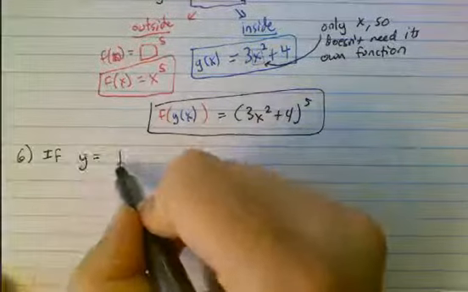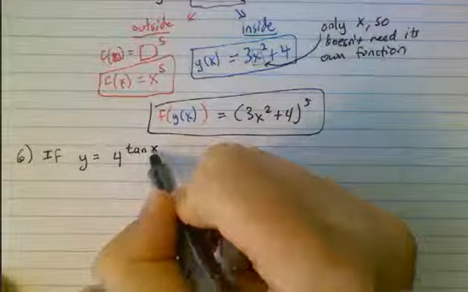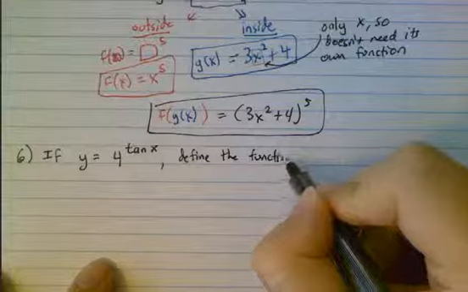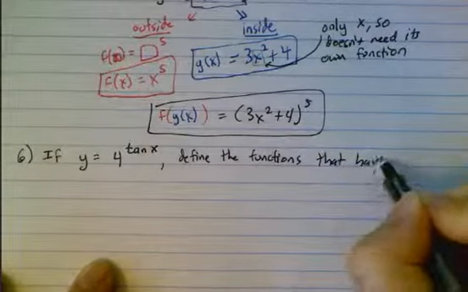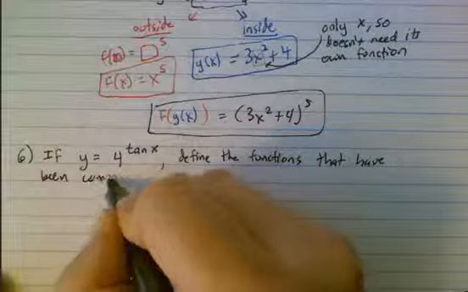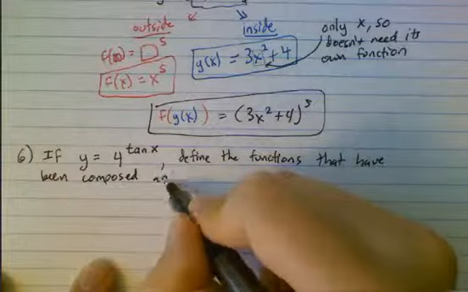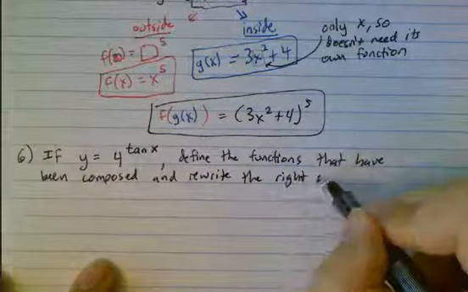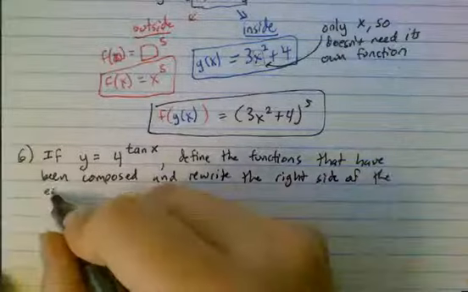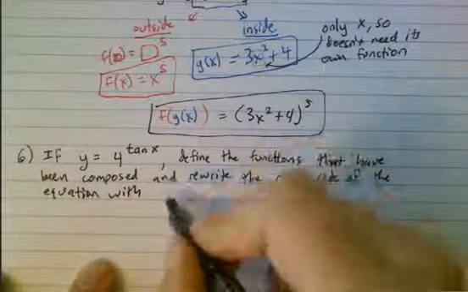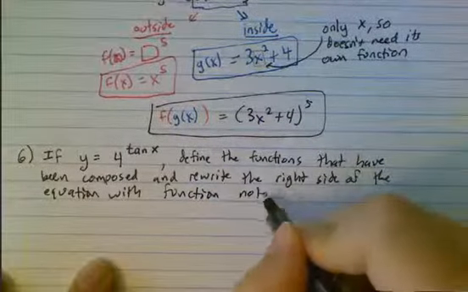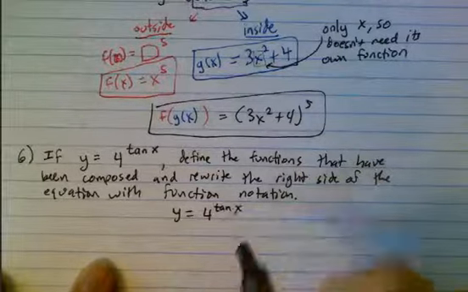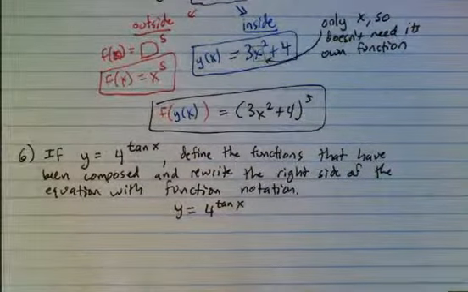If y equals 4 to the tangent of x, define the functions that have been composed and rewrite the right side of the equation with function notation. Okay, pause the video, try that one, and restart the video when you're ready.